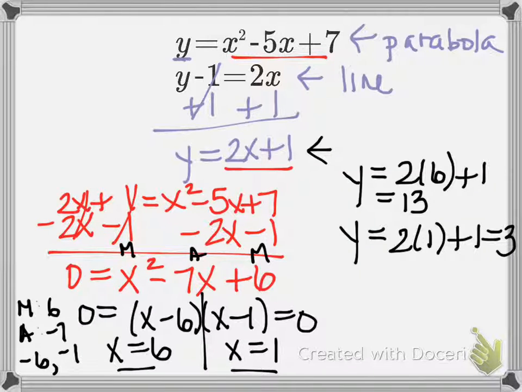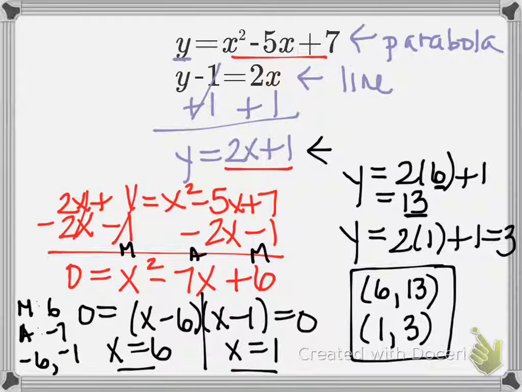and I get 3. So that means my two solutions to this system are 6, 13. I know 13 goes with 6 because that's what I was plugging in when I got that answer. And my other solution is 1, 3. And so I have just solved this system algebraically.